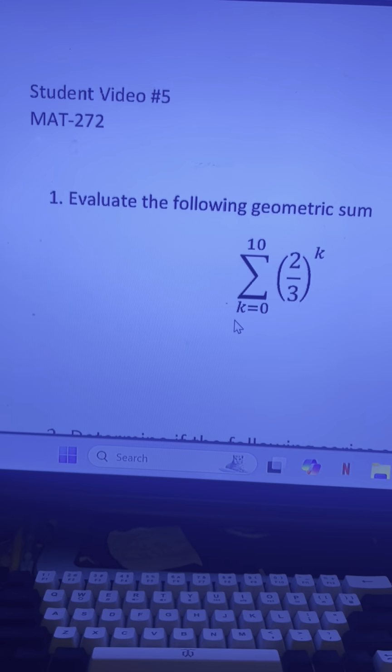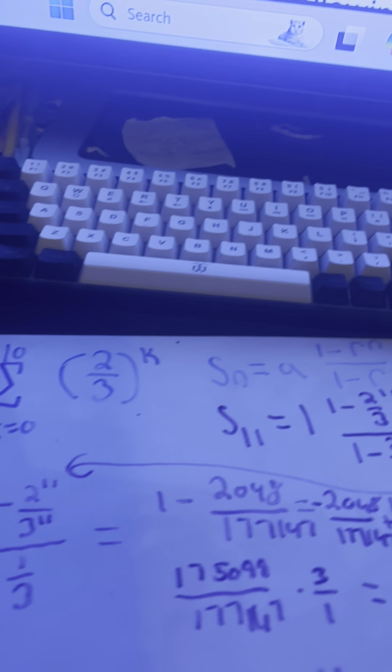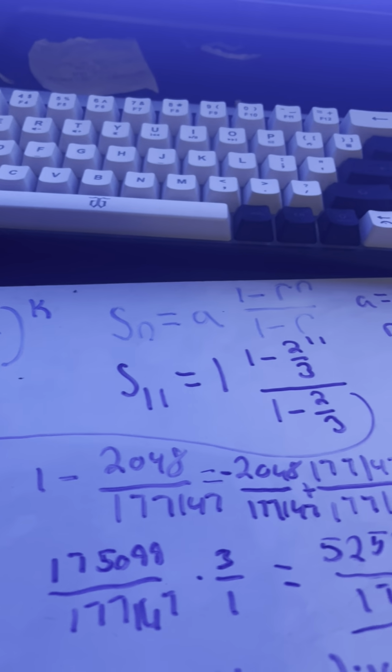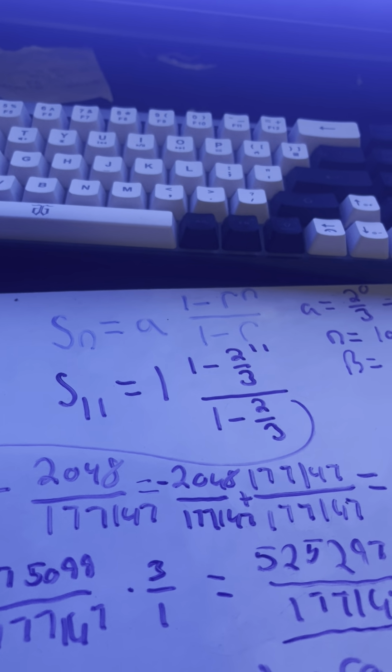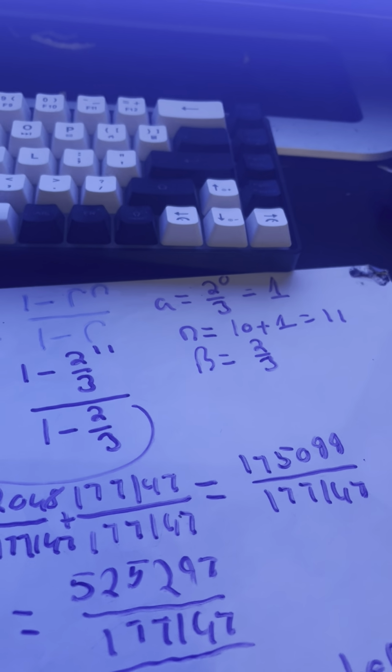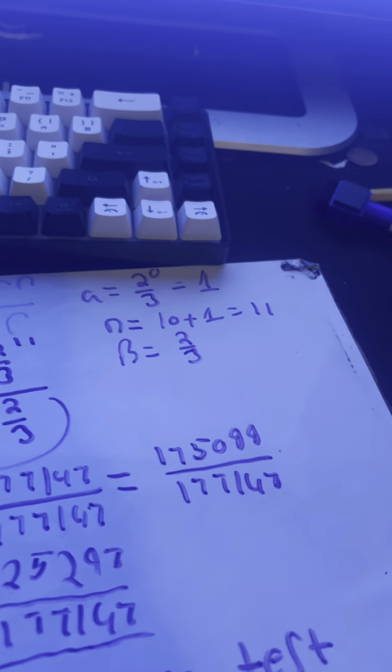Mr. Moore. Today we have another student video to ask us to evaluate the following geometric sum of k equals 0 to 10 of (2/3) to the power of k. So we have S_n equals a times (1 minus r to the power of n) over (1 minus r). Our a equals (2/3) to the power of 0 because our k equals 0 here, and that equals 1.